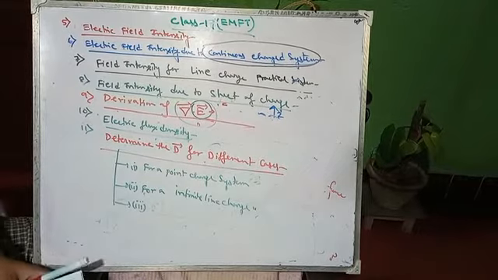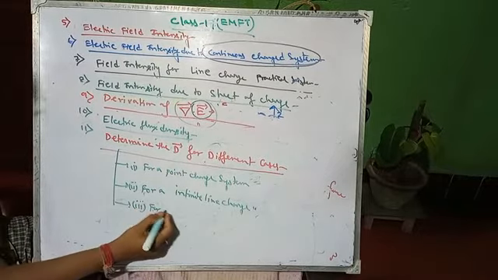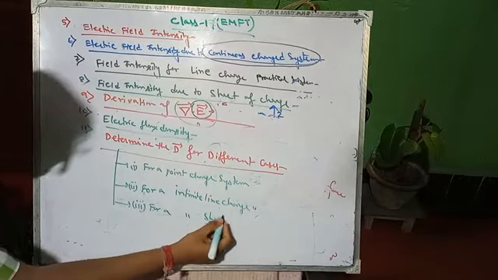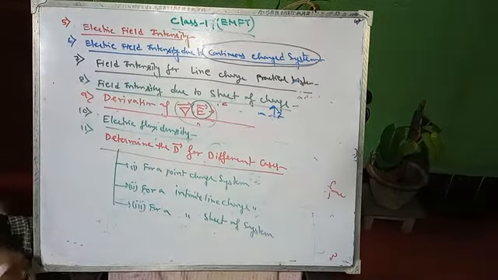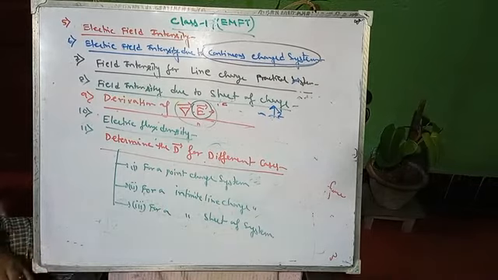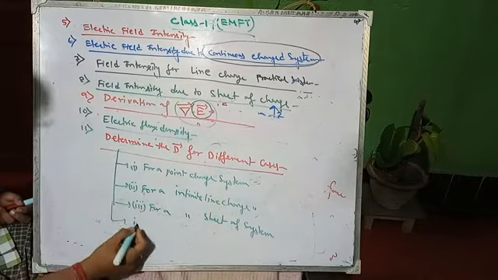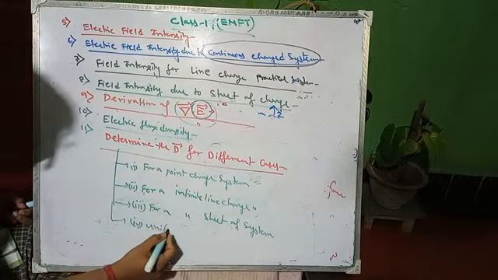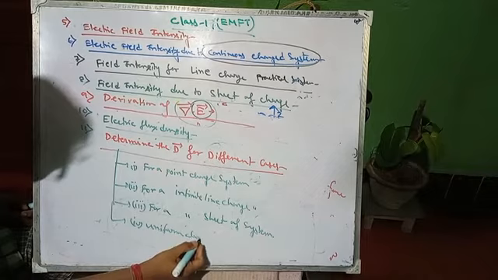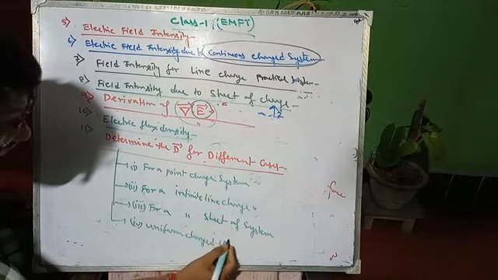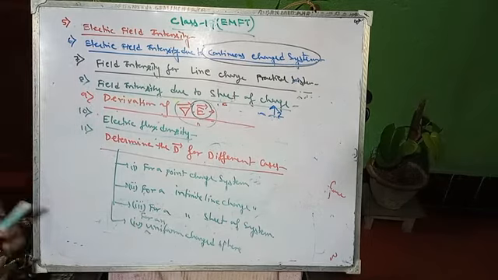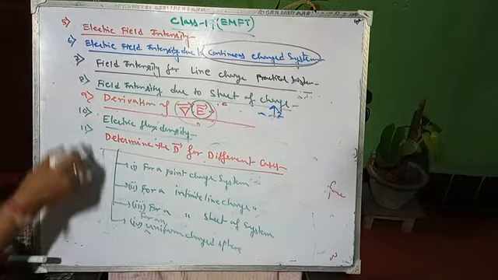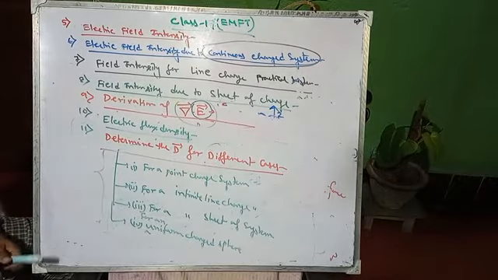The third case is for an infinite sheet of charge, and the fourth one is for a uniform charged sphere. So these are the four topics under this 11th number.